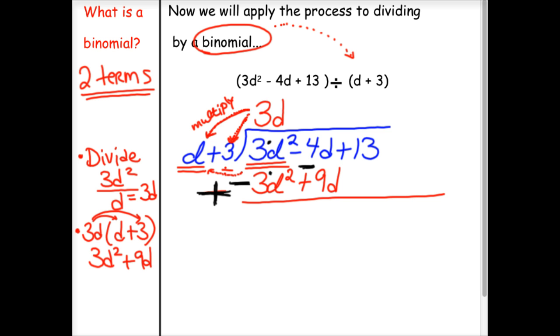I'm going to repeat that. They should always wipe out their farthest to the left. Now for my next terms, I've got a negative 4d plus a negative 9d. That gives me negative 13d. And in our long division process, we drop down the next term. This is where kids tend to get stuck.